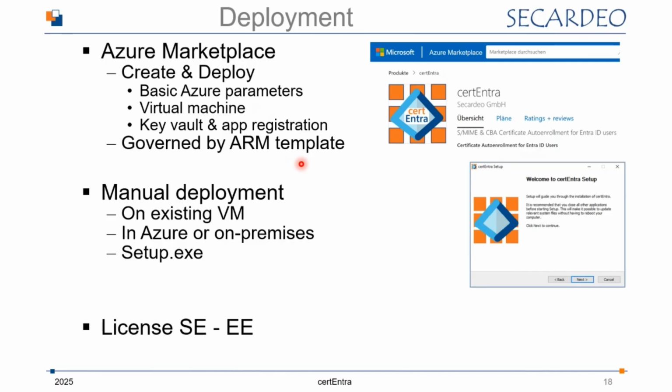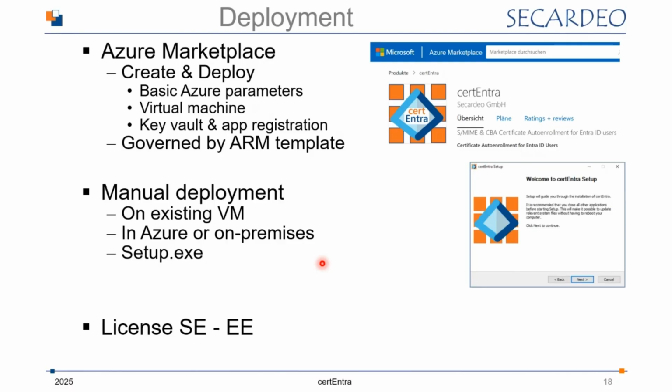The other option for deployment is a manual deployment. If you have an existing virtual machine, you can simply run the setup.exe. The virtual machine can be run in Azure, or it can also be run on premises. If you run it on premises, of course, the machine will have to have the connections with all these Azure services that are used by certEntra.